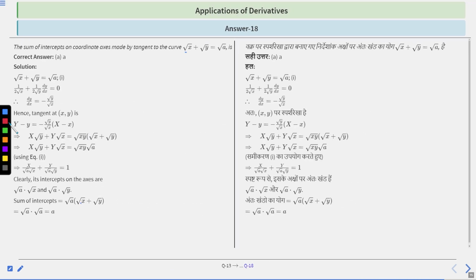So in this way, we have discussed different types of questions based on applications of derivative. Hope you understand and like the concept.